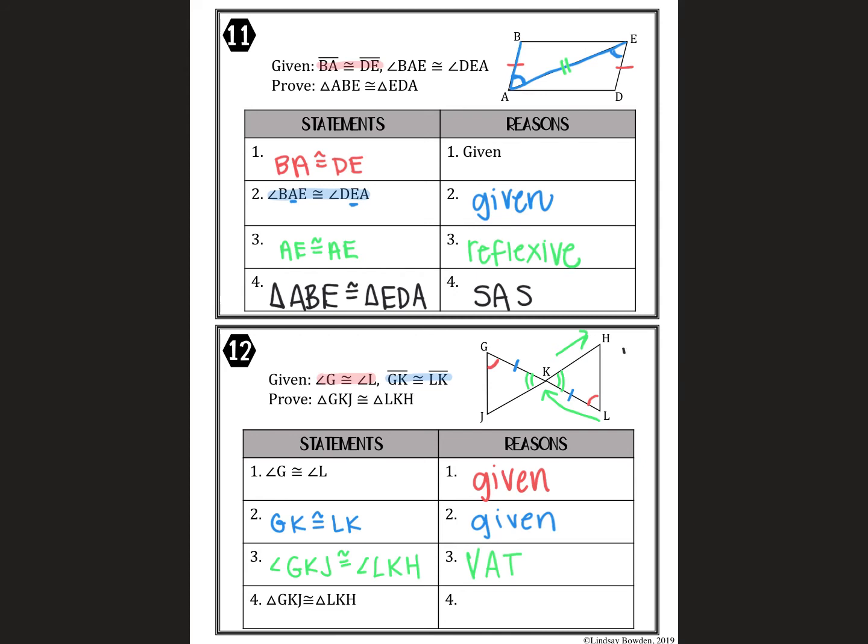After that, I've marked 2 angles and 1 side. So here are my options. It's either angle, angle, side, or angle, side, angle. So here's my 2 angles. If you look, I marked the side directly in between them. So that makes this angle, side, angle.